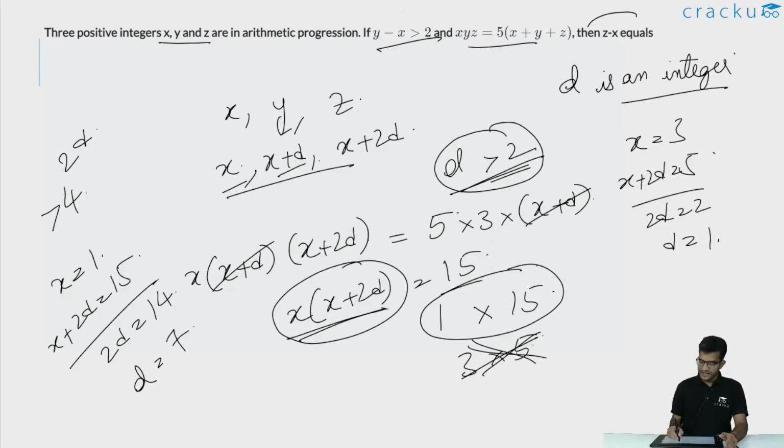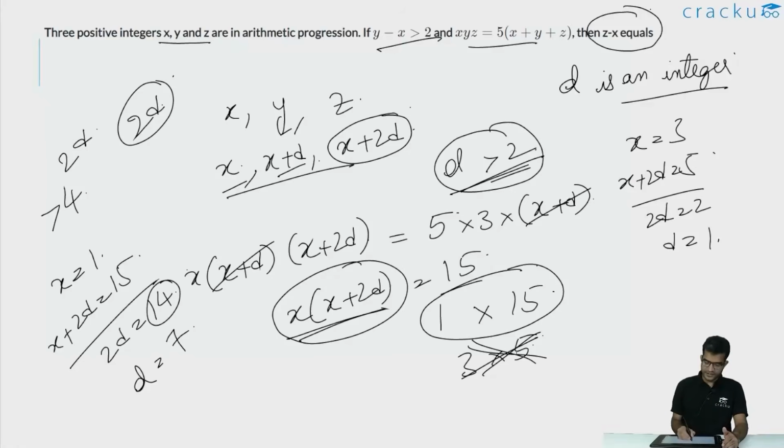What we are required to calculate is the value of z minus x. Z is x plus 2d. So z minus x will be equal to 2d and the value of 2d is equal to 14. So the correct answer is 14.